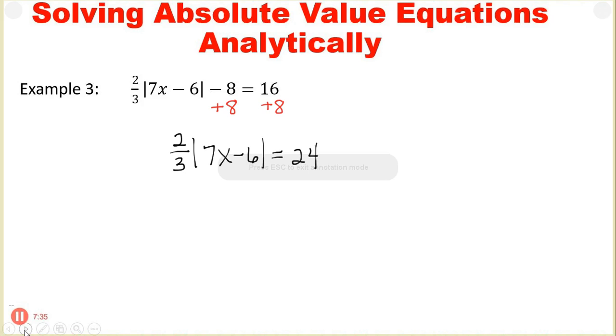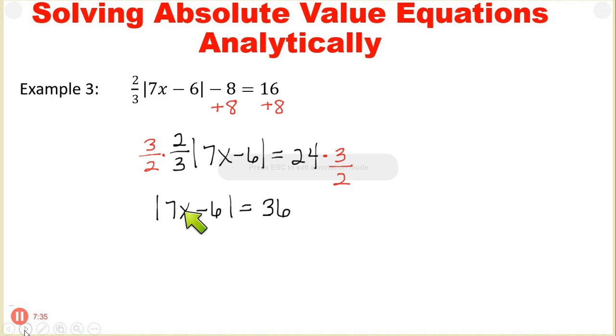And now I'm going to divide by the 2/3. Remember, when we divide by a fraction, we're really multiplying by the reciprocal. So I'm really just multiplying both sides by 3/2. So that gives me the absolute value of 7x minus 6 is going to equal 36. So now that we have isolated, we are ready to separate.